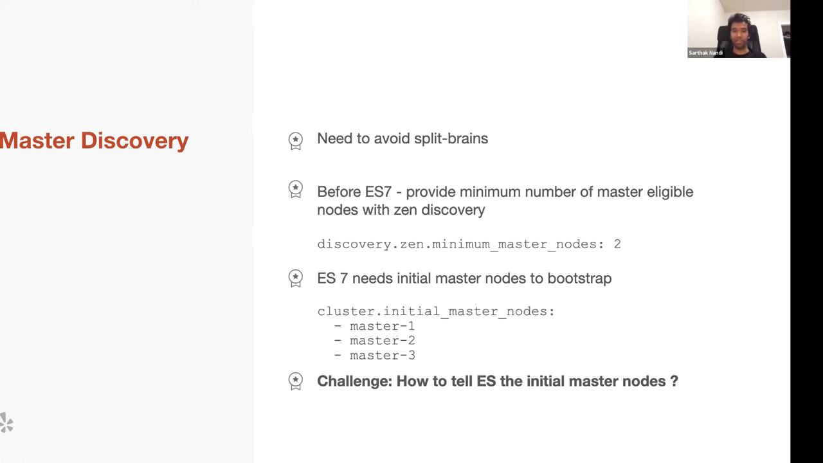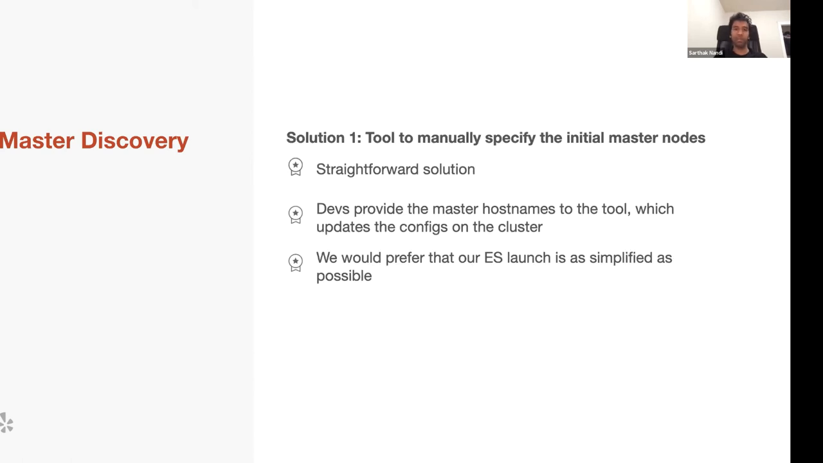But this presents a problem for us because in our system, we don't identify the individual master nodes in advance. So how do we tell Elasticsearch these initial master nodes? We first looked at a tool to specify the initial master nodes. So this would have been straightforward, where a developer will provide the master host names to a tool, and this tool will then update the configuration on the cluster. But this does add an extra manual element, and we would prefer that our Elasticsearch launch is as simplified as possible.